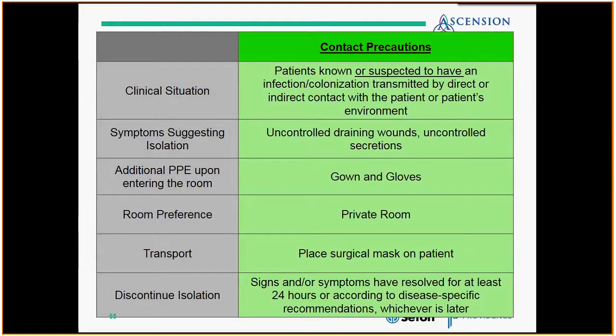Contact precautions are on a green sign. These are patients known or suspected to have an infection or colonization transmitted by direct or indirect contact with the patient or patient's environment. These are usually our patients that have MRSA, VRE or ESBL, which is a bug that lives in the urine. These patients have uncontrolled draining wounds or secretions. When you're sitting with one of these patients, you want to make sure to wear a gown and gloves.